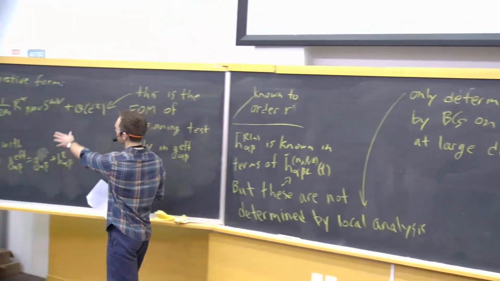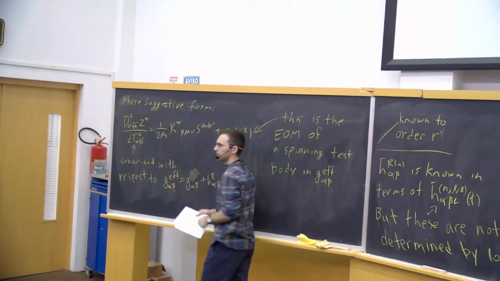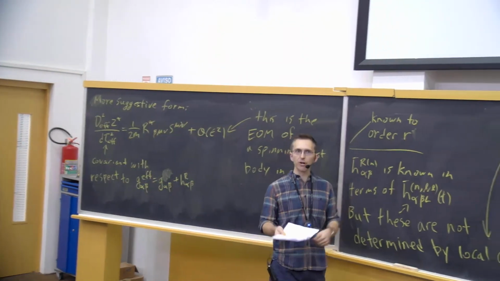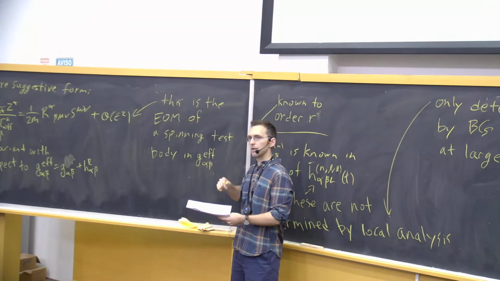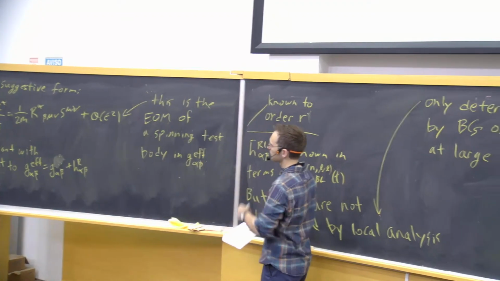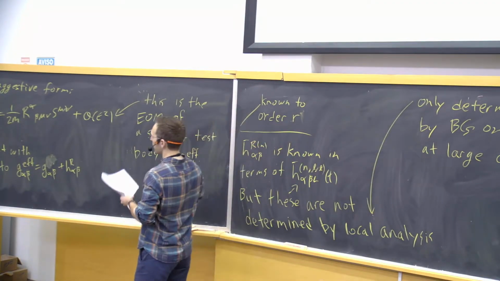So if you didn't have a spin, this would just be the geodesic equation. It would just be in free fall with respect to this effective metric. And if it is spinning, well, then it's still acting like a test body in this effective metric.